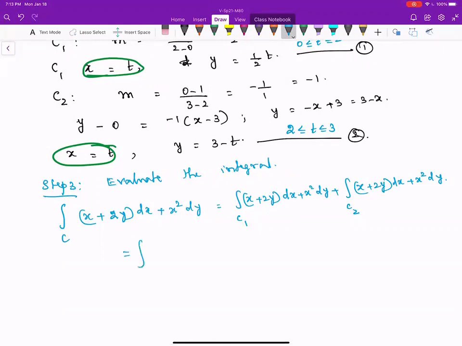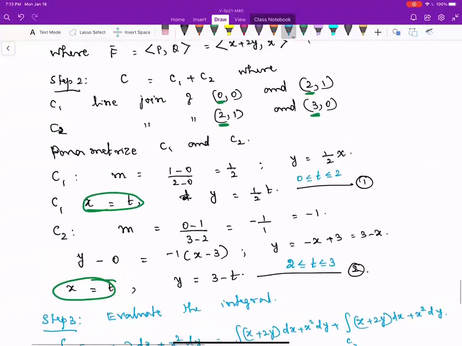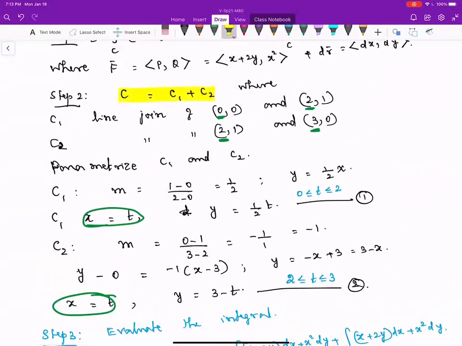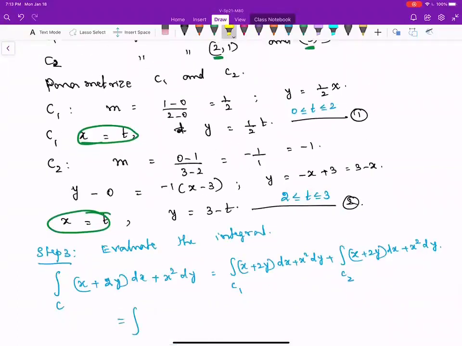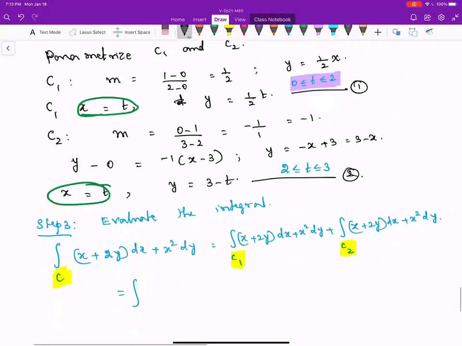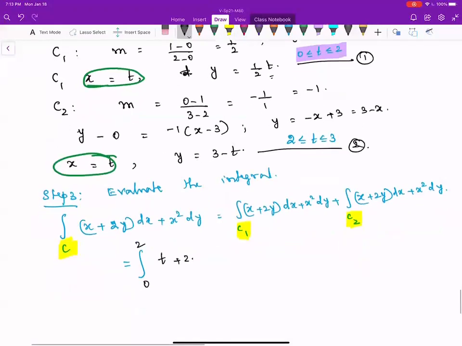So for the first, C1, as we said, C is made up of the two curves C1 and C2. That's why we are splitting the integral over C into C1 plus C2. For the integral over C1, the parameter runs from 0 to 2. So we will substitute that 0 to 2. Then we will also assume x equal to t, then 2 times y equal to half of t for C1. So it is half of t dx.